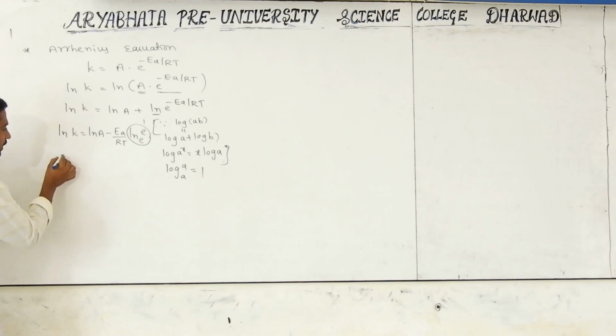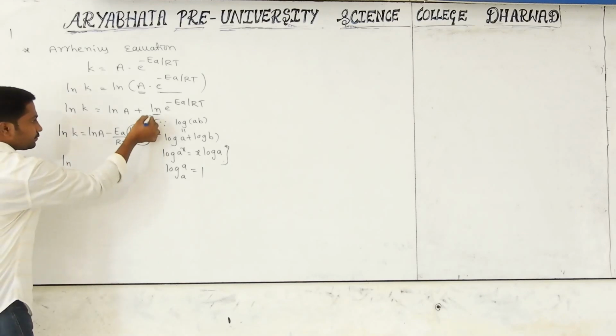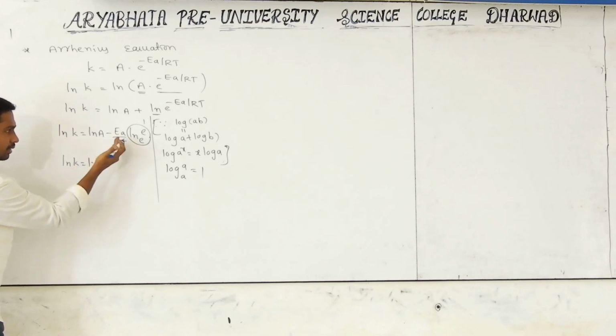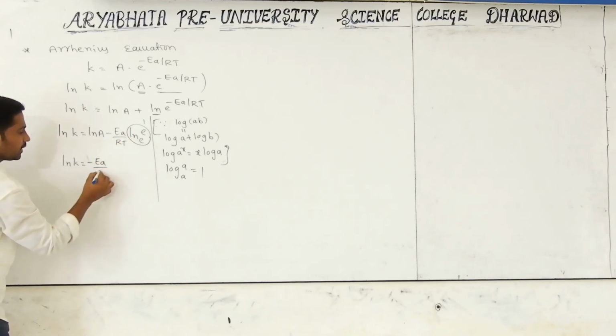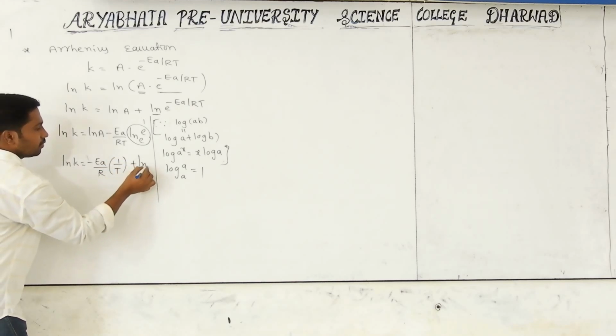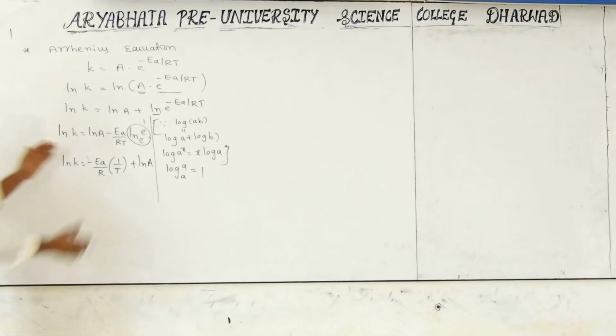Now, to check it: ln k equals, I am bringing that down to the front, minus Ea by R into 1 by T, plus ln A. I am just bringing this one to the front and this one to the second side.